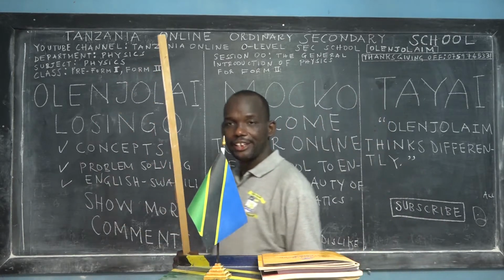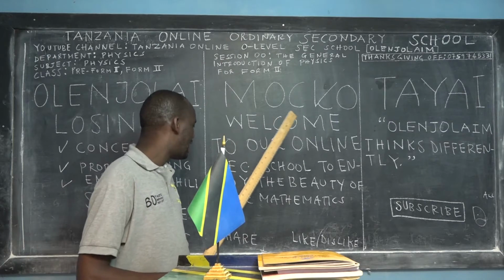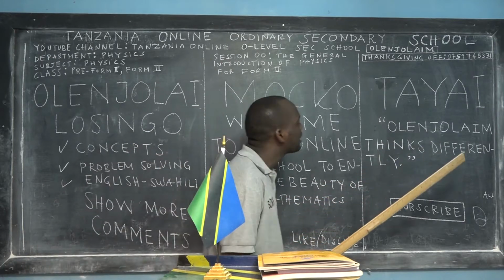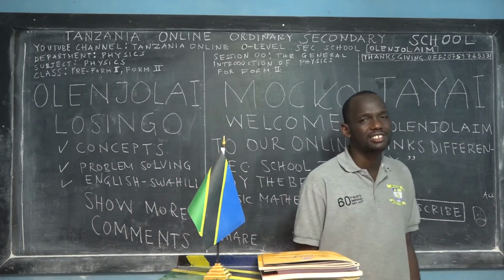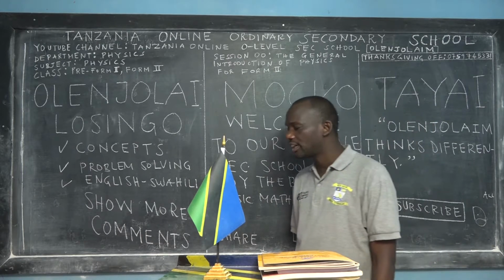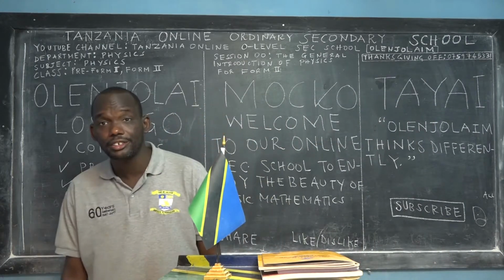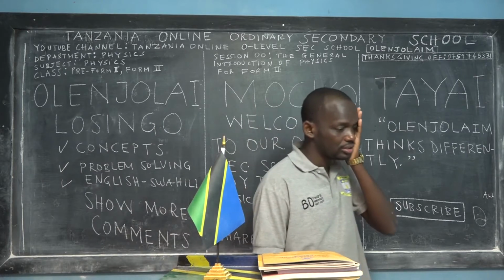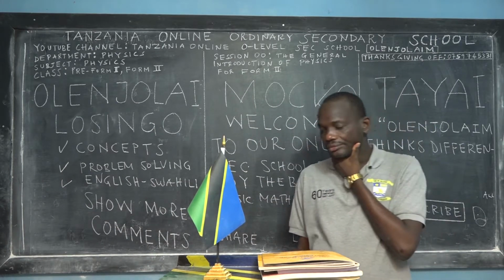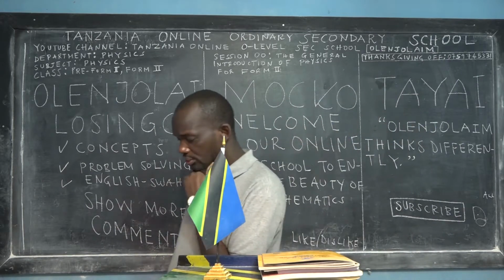Okay? Again, we say that I think differently, Olenjolain thinks about things differently. That is a little bit of an answer about your situation right now, right? So what do you say is a good situation? So what is the good situation, by the way?